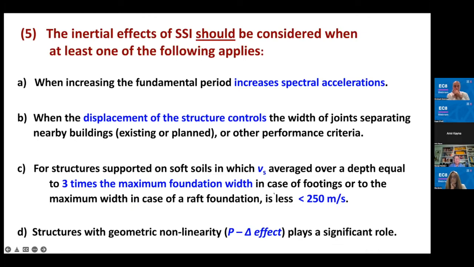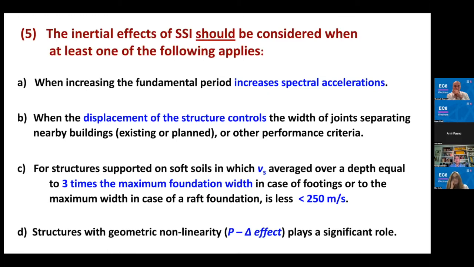But second, since soil structure interaction leads almost invariably to higher displacements, we have to take it into account when the building or structure we are dealing with is in close proximity, if not in contact, with another building or structure. Then we have to get the displacement rather accurately, accounting for soil structure interaction. Now, there are two more categories.